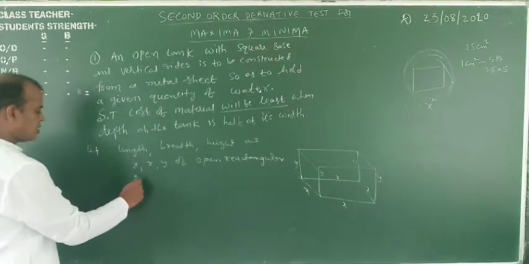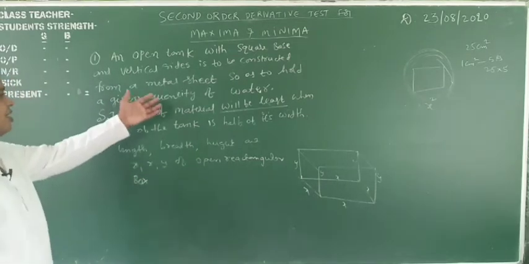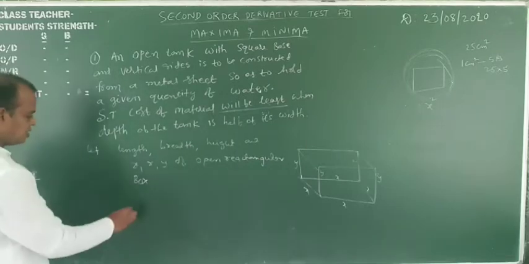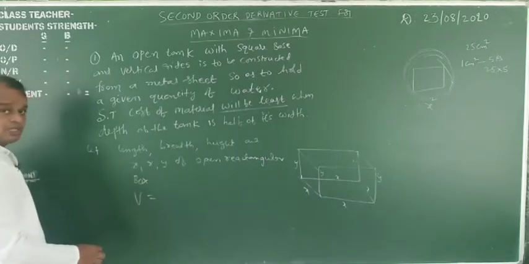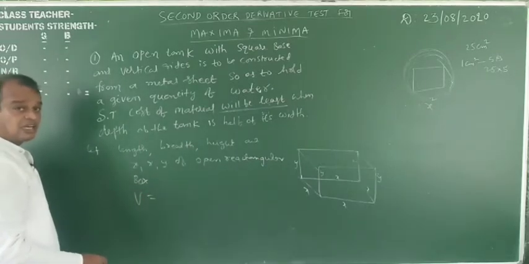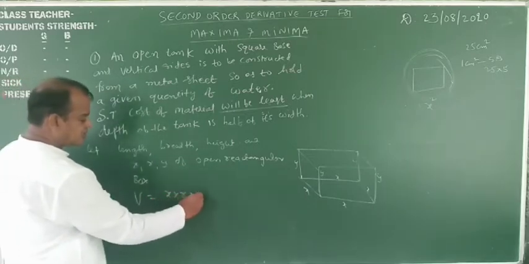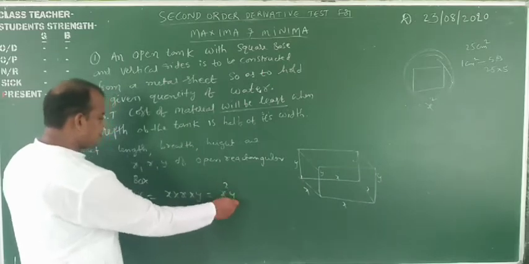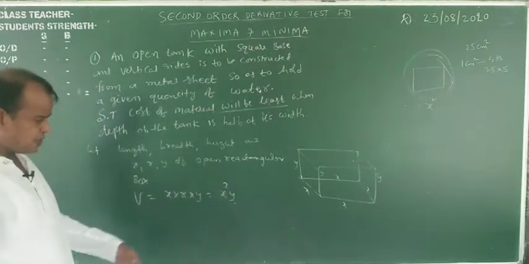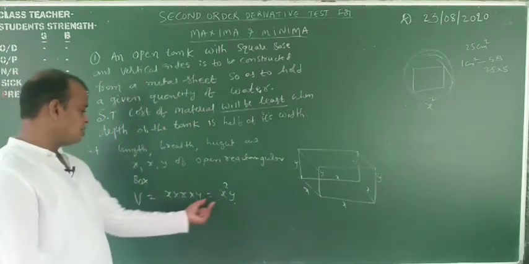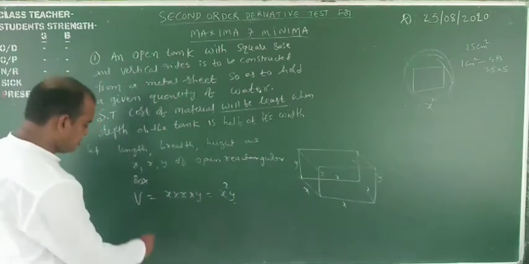Open rectangular box, whenever the whole of a given quantity of water means the volume is constant. What is the volume actually? Volume is equal to the volume of the open tank, length into breadth into height. Length is x, breadth is x, height is y, so the base is x square. Whenever the open square means the base is square, volume is equal to x square y.